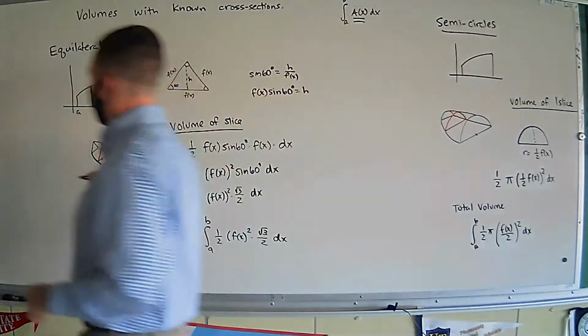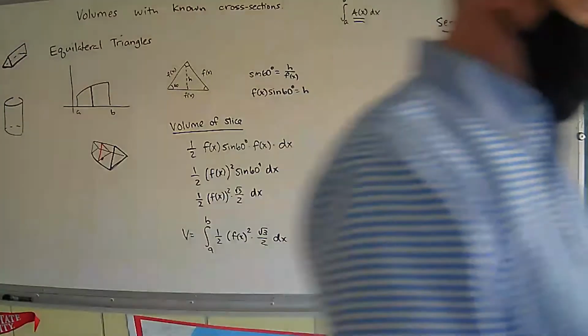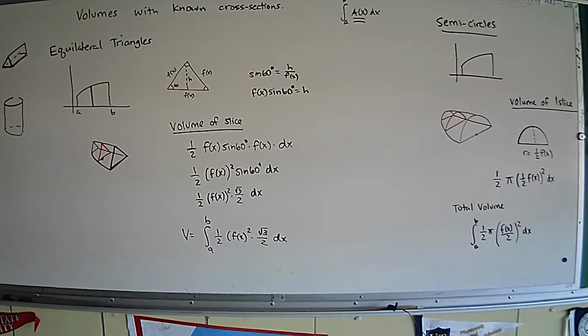Like, yeah, in 5th grade, you learned how to find the volume of a cylinder, right? What did you do? You found the area of the base times the height. Or you found the area of the prism. What did you do? It was the area of this times the length. Right? You were integrating. You just didn't know it. Okay?